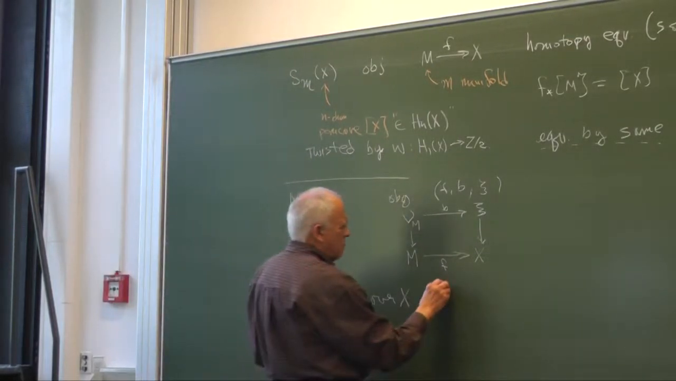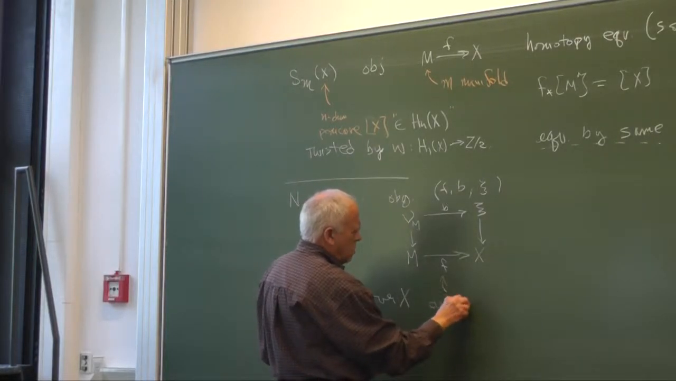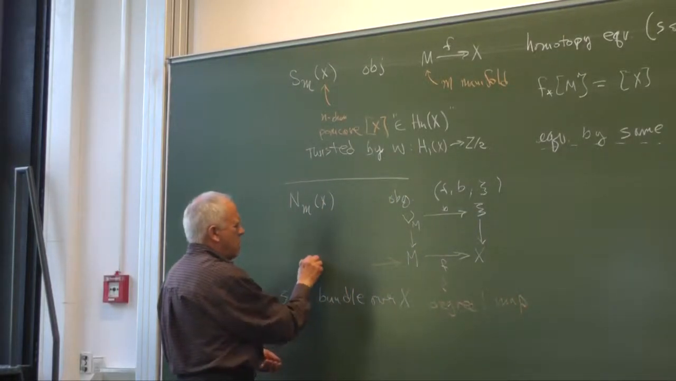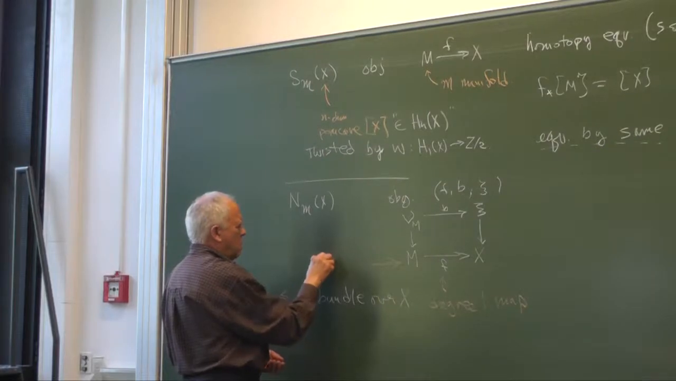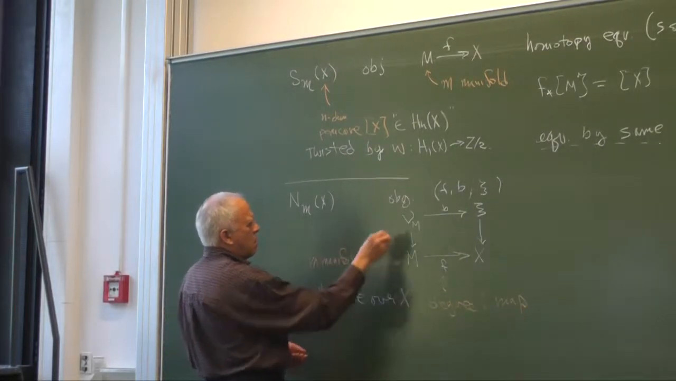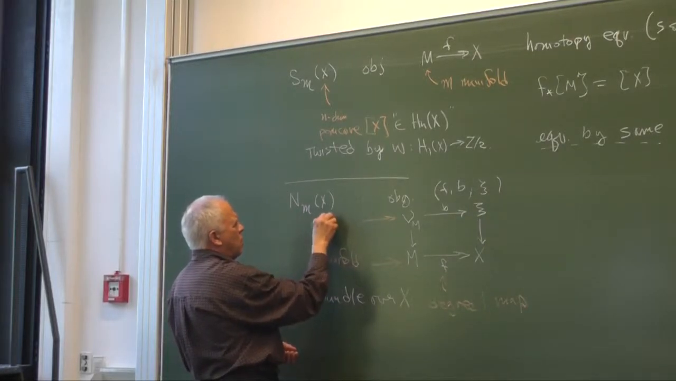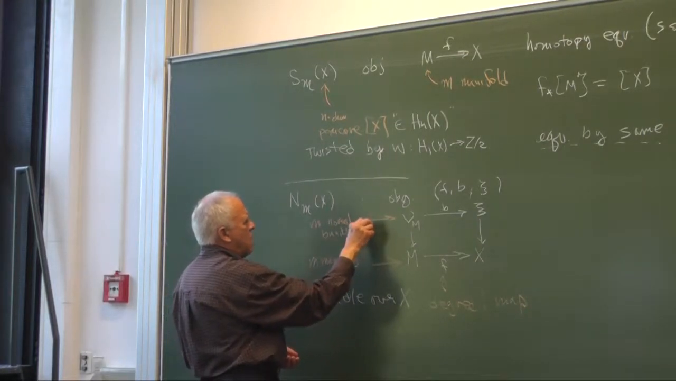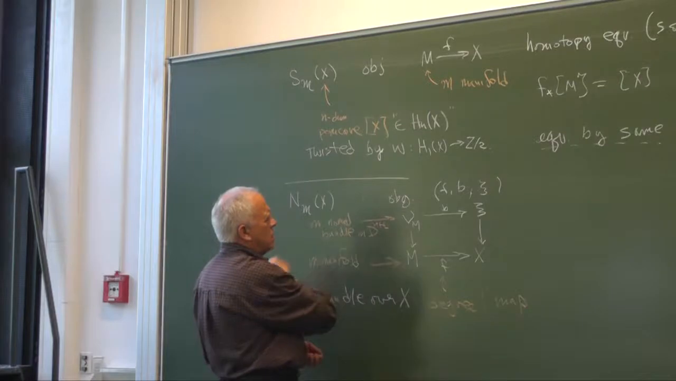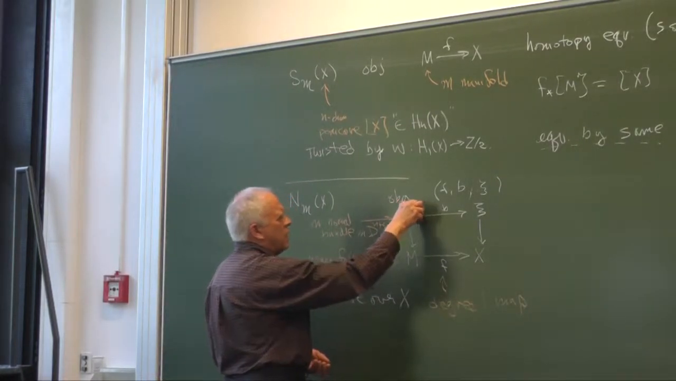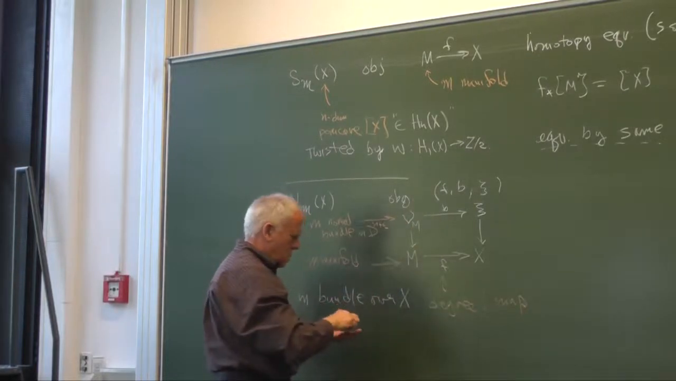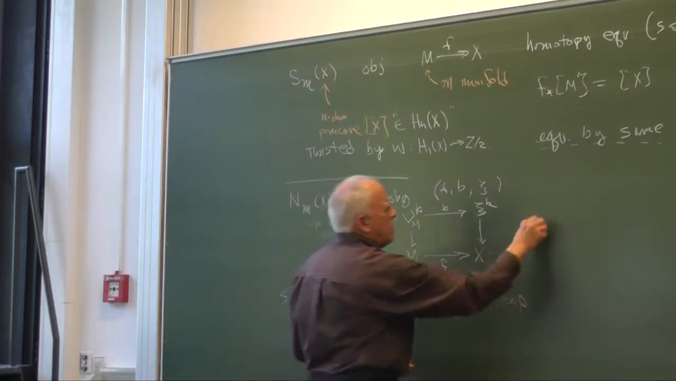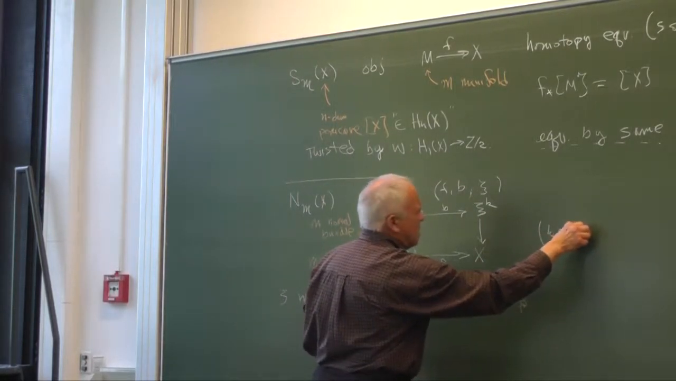So F is a degree 1 map. M is a manifold. This is the normal bundle. And some big N plus K. So it would have fiber dimension K. That should be white. And generally, we'll think of K as much bigger than N.